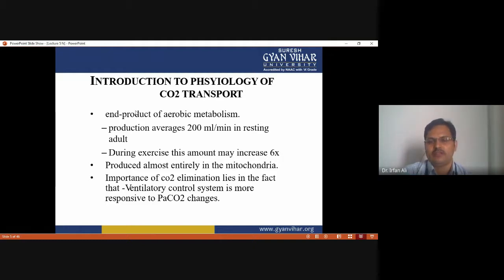The importance of carbon dioxide elimination lies in the fact that the ventilatory control system is more responsive to changes in the partial pressure of carbon dioxide. That's why it depends solely on the partial pressure of carbon dioxide.